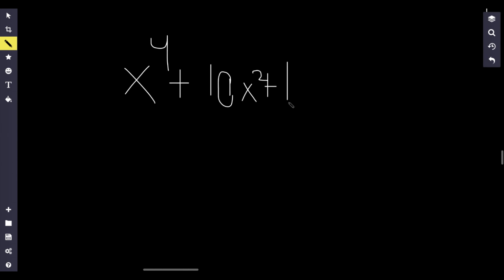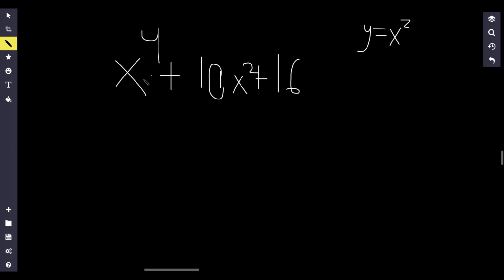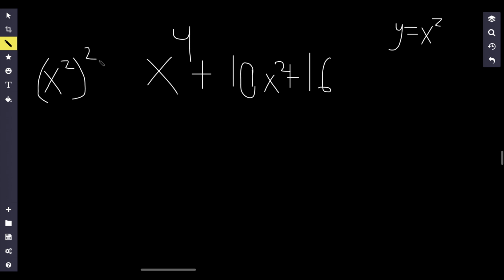So, 16. How do we do this? How do we factor this? Well, once again, we're going to use this strategy. I like this strategy. We let y be equal to x squared. So we know x to the 4th power can be rewritten as x to the 2nd power to the 2nd power. So I can rewrite this thing as y to the 2nd power plus 10 times y plus 16, right?